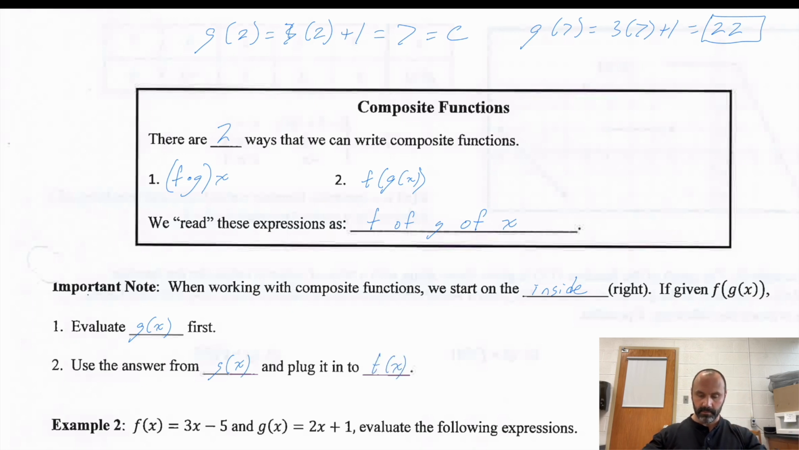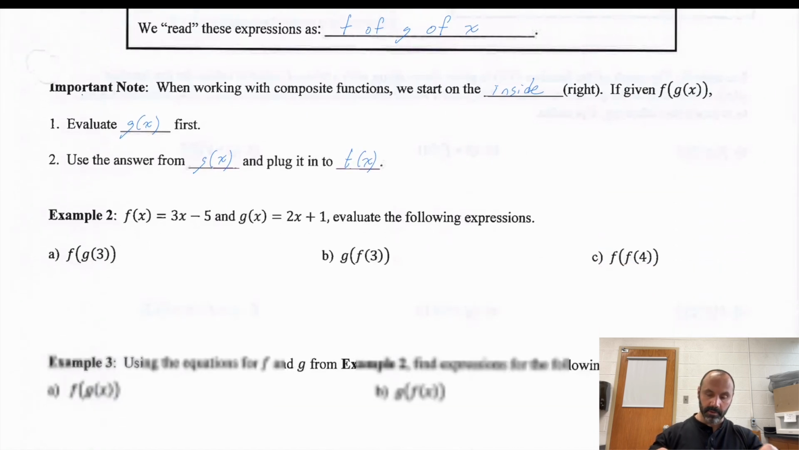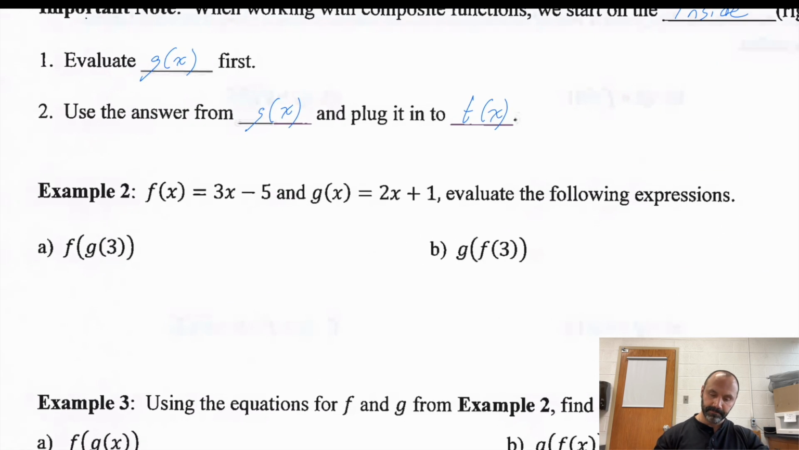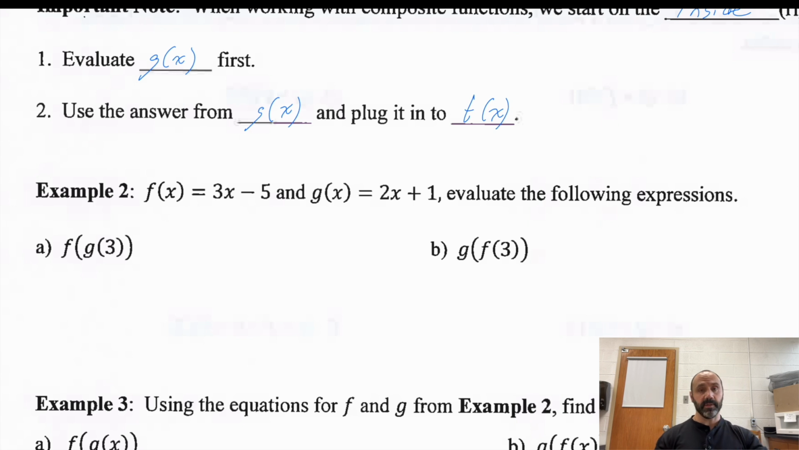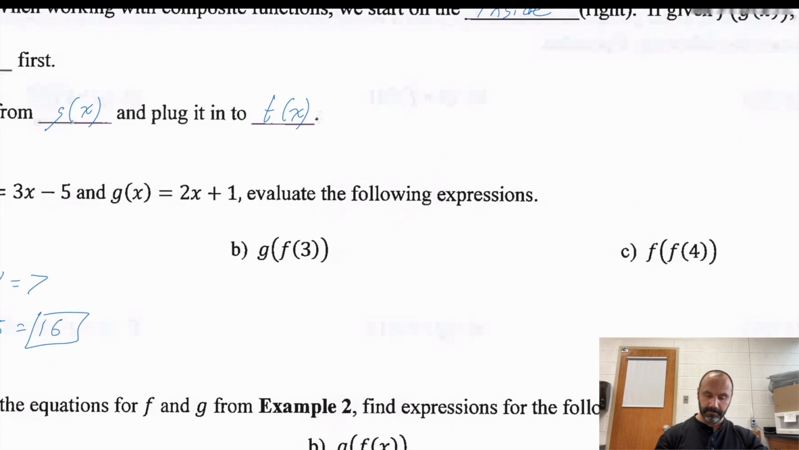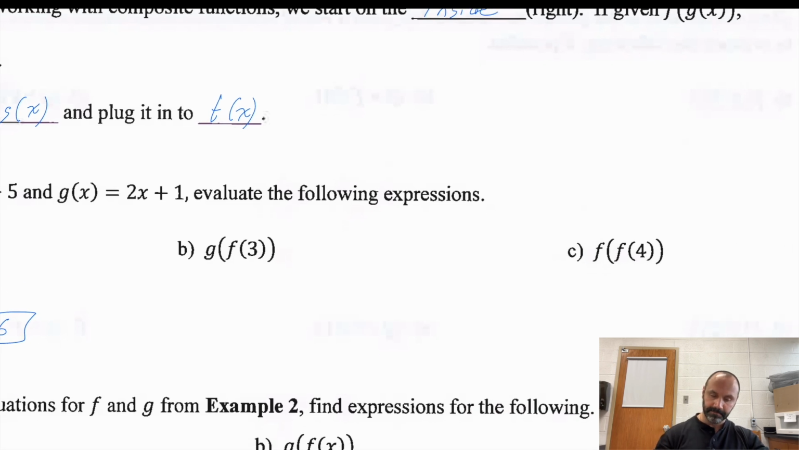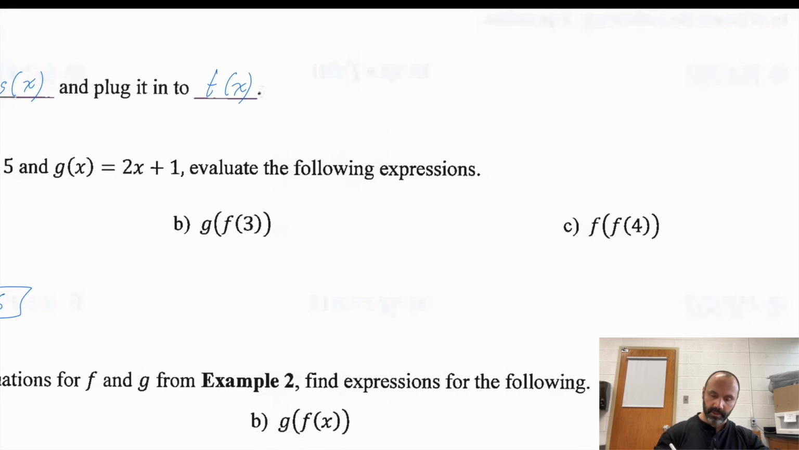Again, you've done this before. If we're given these two functions, f of x is 3x minus 5 and g of x is 2x plus 1, evaluate the following expressions. So f of g of 3: first we find g of 3, and then we find f of 7. Very simple, but we're going through the examples anyway, so we'll give this one a shot.